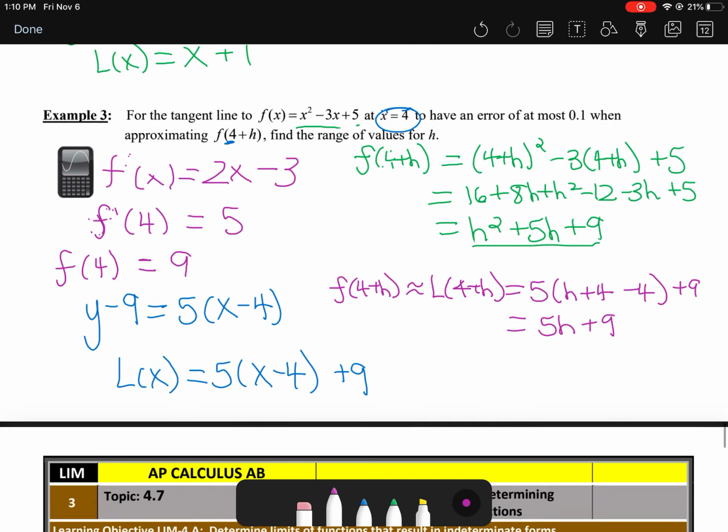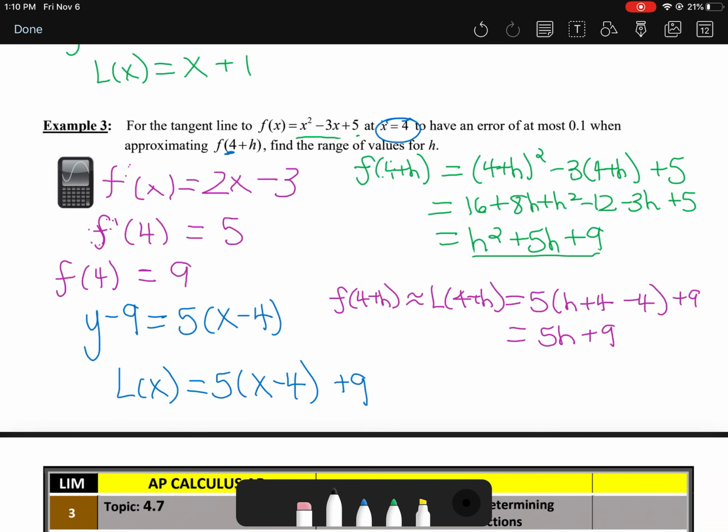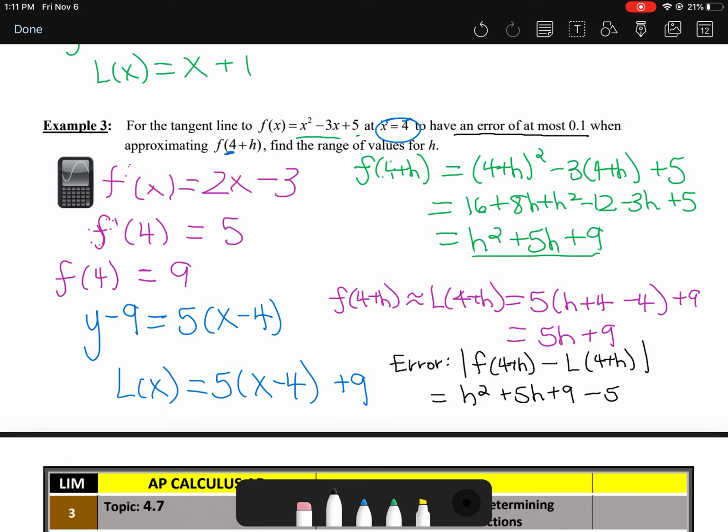So then my next step is I'm going to look at this error. So here's my error. The first thing I need to do is figure out what is the equation of my error. So again, it's my actual minus my approximate. Okay, so if I plug that in, I get h squared plus 5h plus 9 minus 5h plus 9, all in absolute value. The 5h's plus 9's cancel, and I'm just left with h squared.